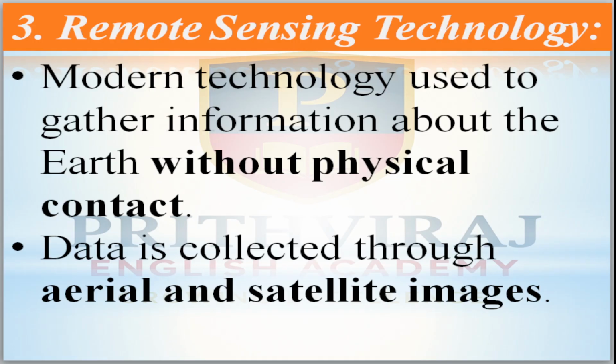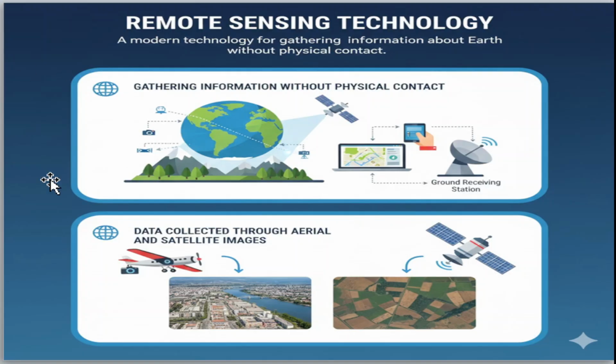Now move to remote sensing technology. It is a modern technology used to gather information about the earth without physical contact. Data is collected through aerial and satellite images. Aerial means through the air. Here we gather information without physical contact, we are not in contact with the earth. From the satellite we can take the pictures, and through the aerial we can collect how the city is, where exactly the land is.